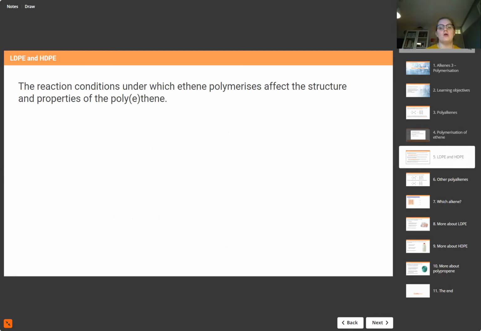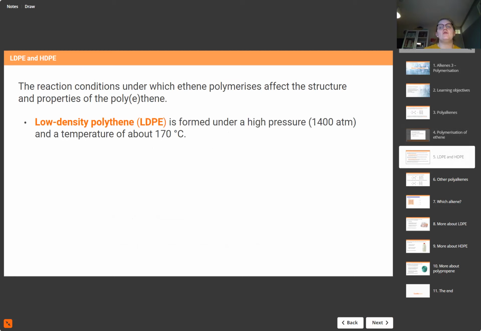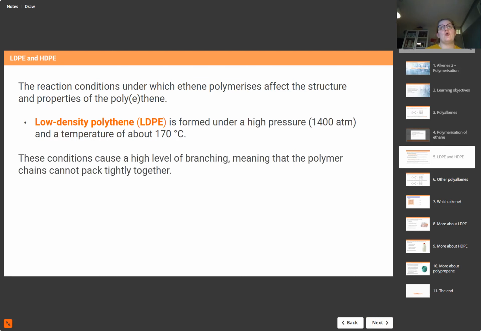It's the same product. We can get something called low density polythene, LDPE, and this occurs when we make it under high pressure, so about 1,400 atmospheres, and a temperature of about 170 degrees. These conditions cause a high level of branching. So that means that our polymer chains can't pack tightly together. It's got low density, it's very squidgy, it's very malleable.